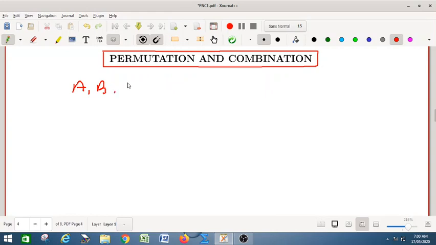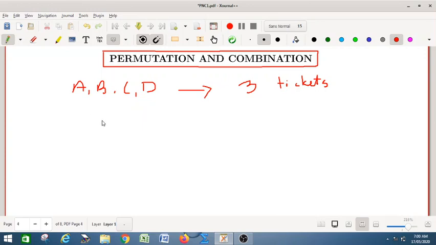A, B, C and D are 4 friends who want to see the IPL match in Eden Garden, suppose. After they arrived at the field, they found that there are only 3 tickets available. 3 tickets, but there are 4 friends. So one friend has to sacrifice. Suppose, in how many ways?